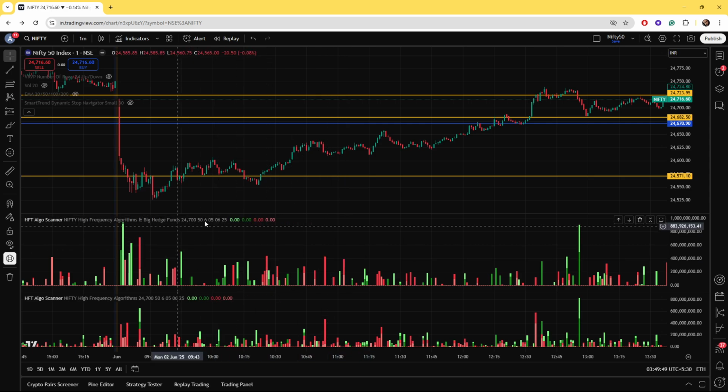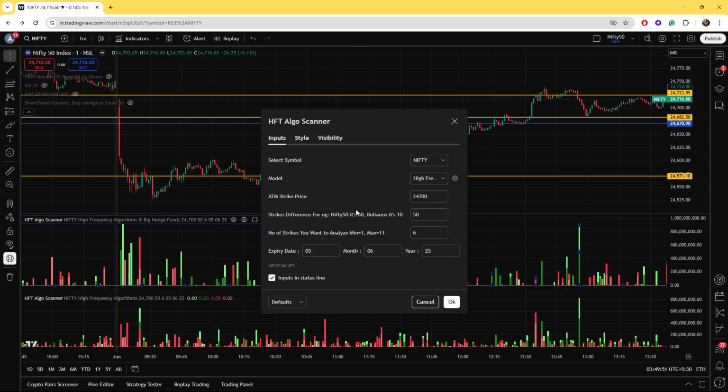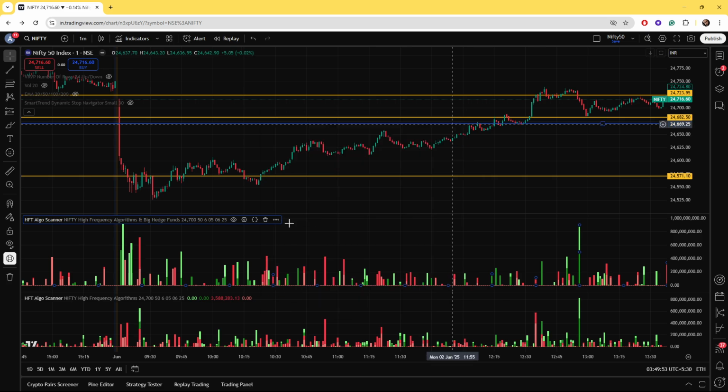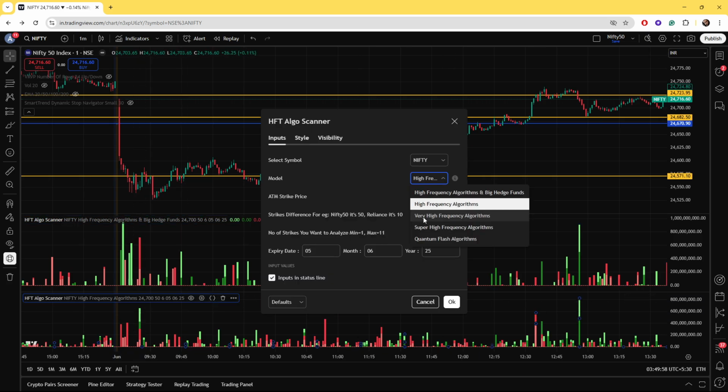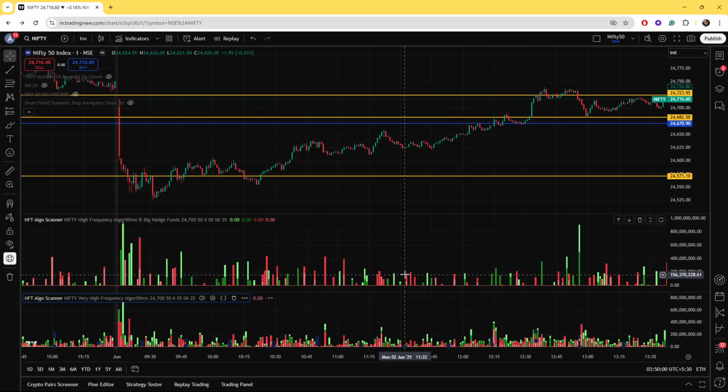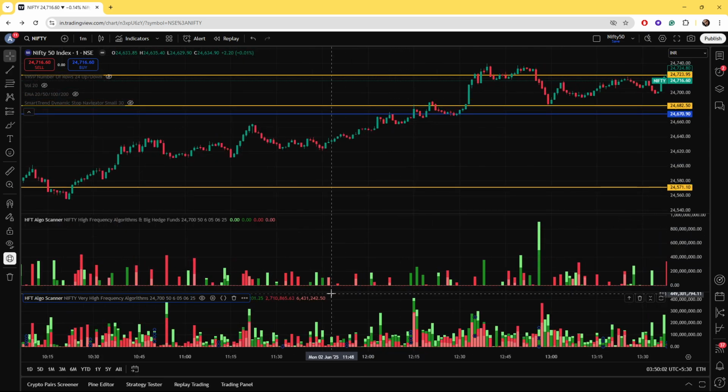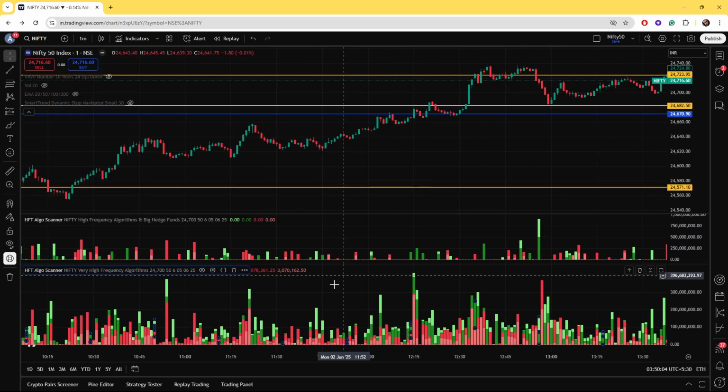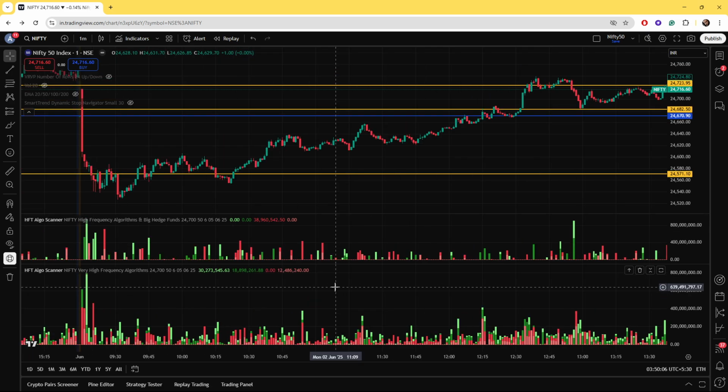Now let's talk about the other model. Let's put here very high frequency. Again, with this model, be very careful. You have to be very cautious while using this because they are very high frequency.